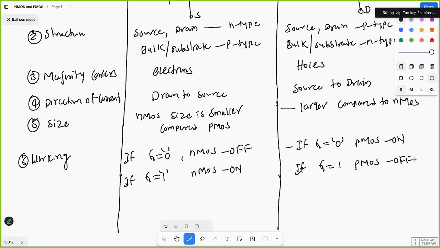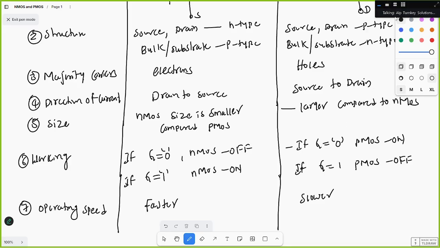And next, operating speed. NMOS is faster. We know that the mobility of electrons is more than the mobility of holes. So NMOS is faster in nature and PMOS is slower in nature. So this is the comparison of NMOS and PMOS. Is it fine? You understood? Why is it faster and why is it slower? Because the mobility of electrons is more than the mobility of holes.